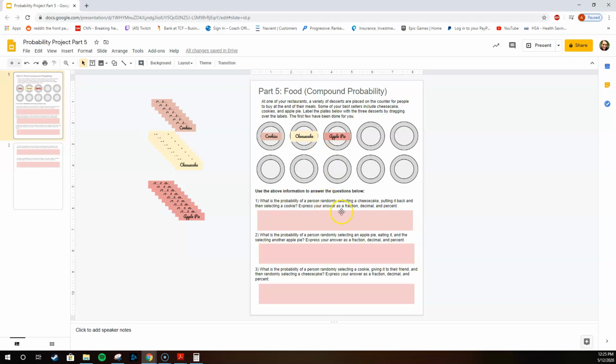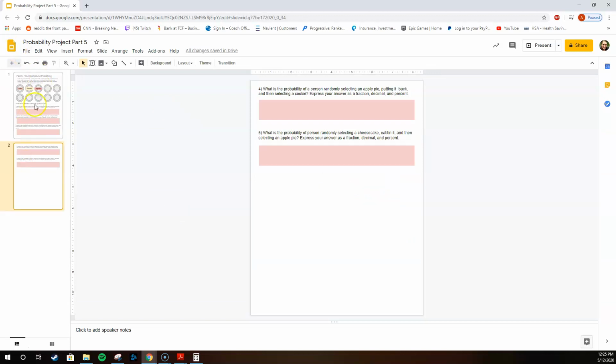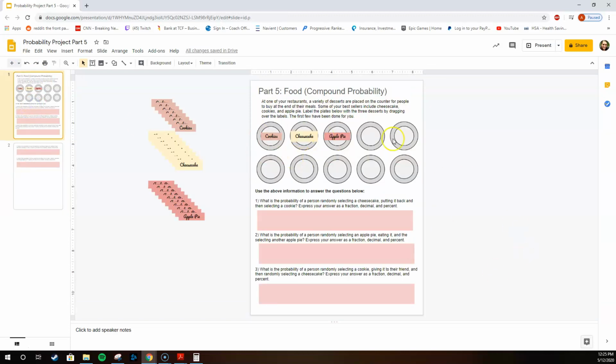Then you're going to write each answer as a fraction, decimal, and a percent. So show your two probabilities, what they were multiplied out to be, and then write your final probability as a fraction, decimal, and a percent. You have 5 different questions to answer about your plates once you have labeled them.